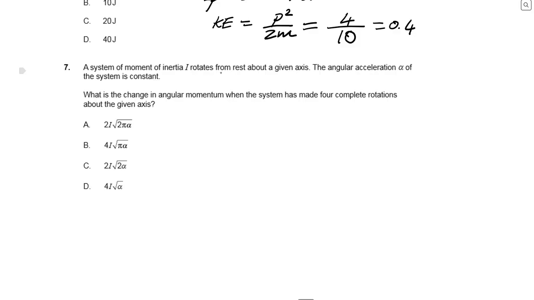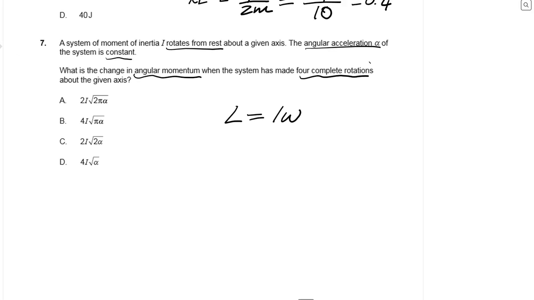Next is a system of moment of inertia I rotates from rest about a given axis. The angular acceleration alpha of the system is constant. Okay. Angular acceleration is constant, rotates from rest. What is the change in angular momentum when the system has made 4 complete rotations about the given axis? Okay, so what we have to know is our angular momentum is I omega. Now we also know theta, right? So we can use our formula. Theta is equal to u squared. It rotates from rest, right?